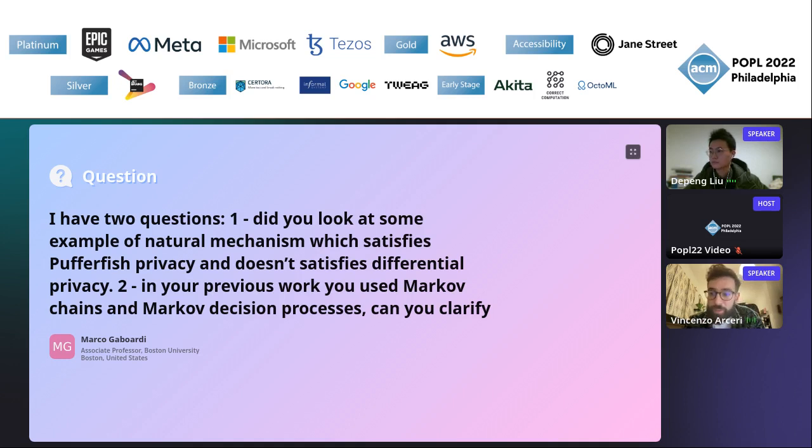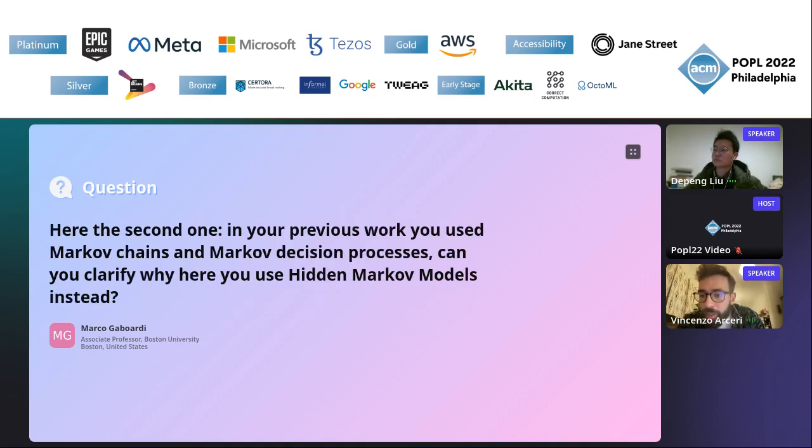Okay, there is a second question, also from Marco Gaboardi. In your previous work, you used Markov chains and Markov decision processes. Can you clarify why here you use hidden Markov models instead?